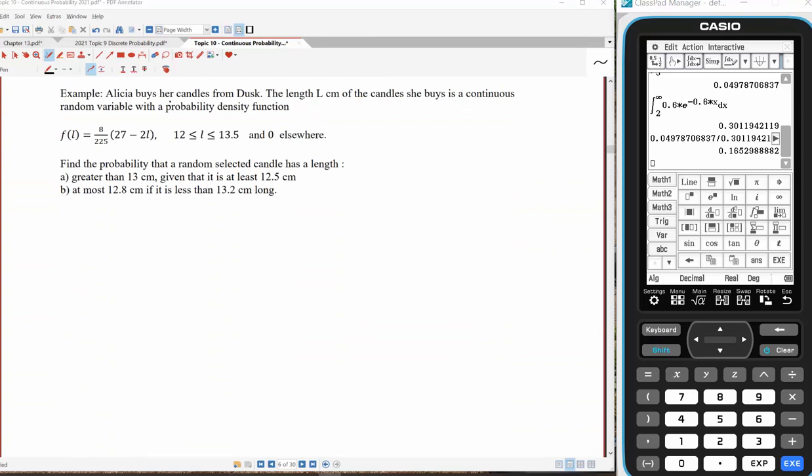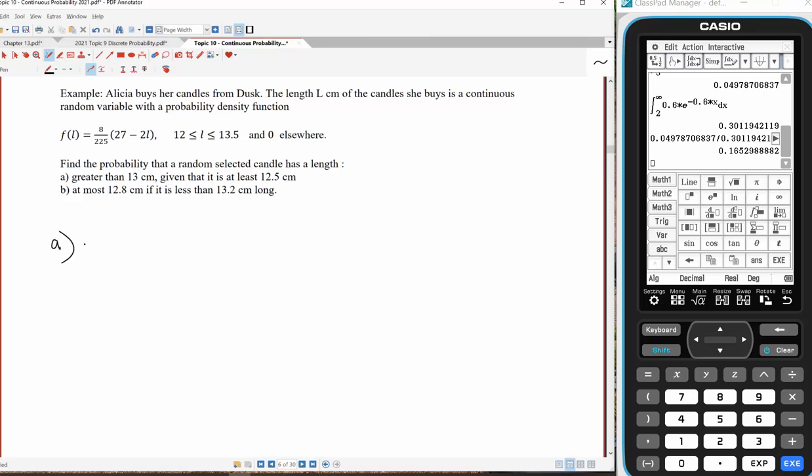Okay, so Alicia buys her candles from Dusk. The length L of the candles she buys is a continuous random variable with this probability density function. So it's some sort of a quadratic, and I presume that if I integrate between 13.5 and 12, I'd get a total area of 1. Find the probability that a randomly selected candle has a length greater than 13 centimeters, given that it is at least 12.5. Okay, so let's go A.